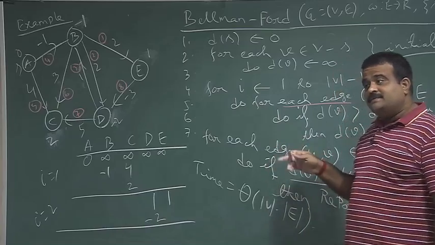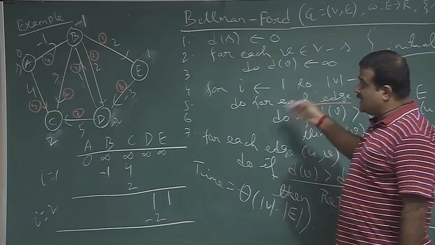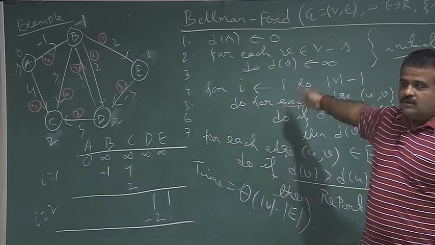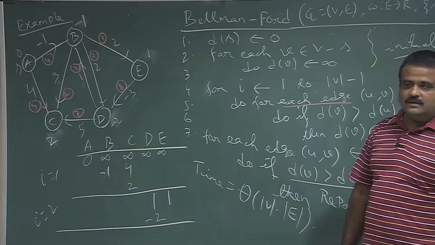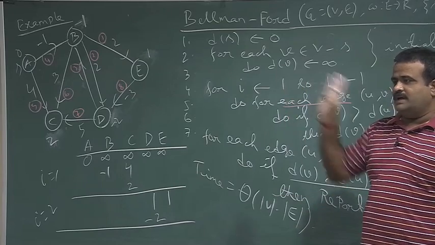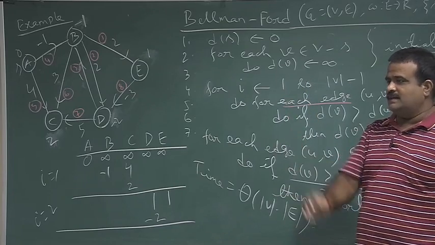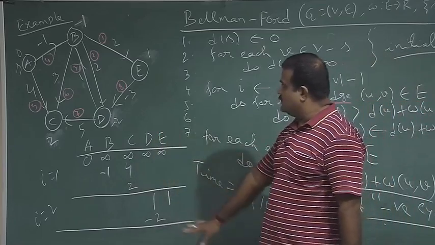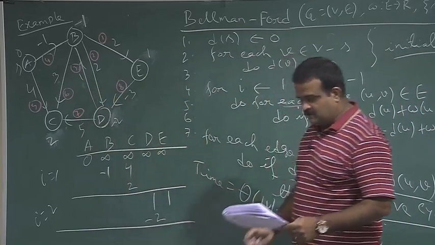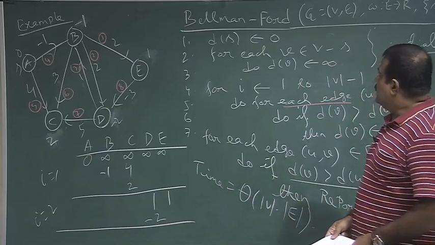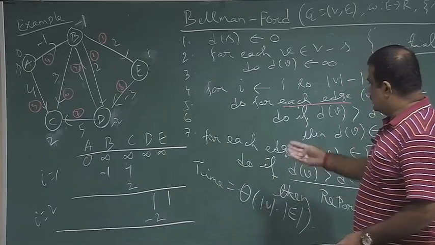But if there is a negative cycle, even after running this outer loop 4 times, we could still do the relaxation for some vertex. That is the indication that there is a negative cycle, but in this case there is no negative cycle. So it is converging, and these are the deltas. So this is the execution of this Bellman Ford algorithm, and this is the runtime.